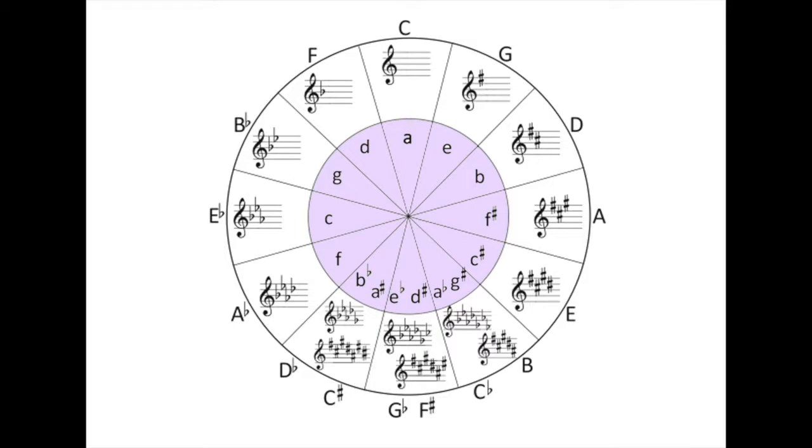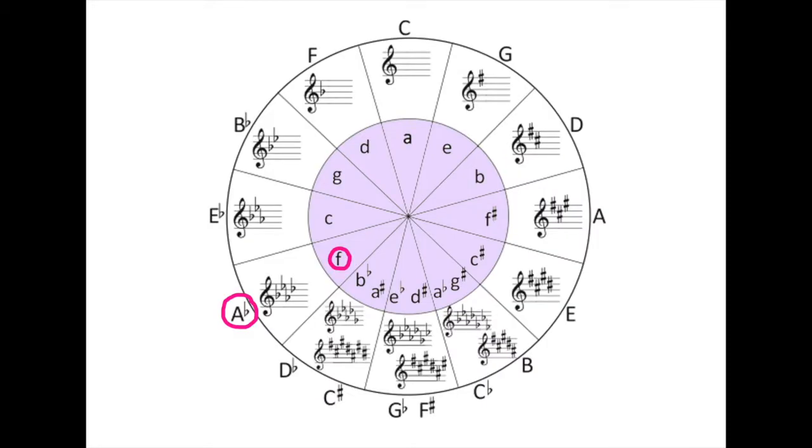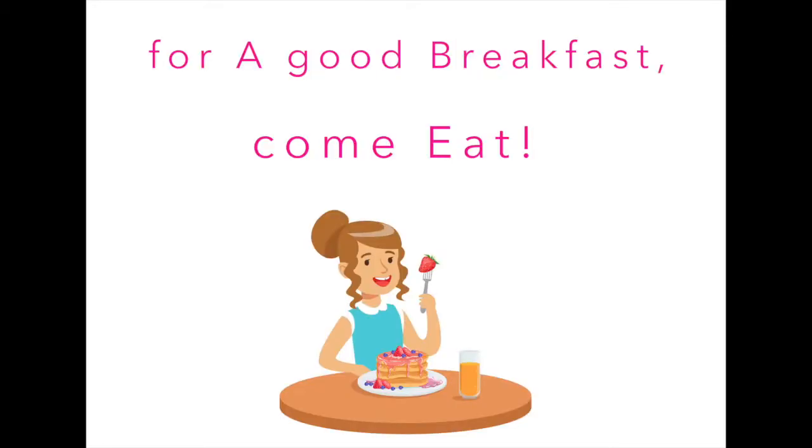Typically, when finding the relative major key, it will have the same accidental. For example, B flat minor and D flat major both have flats, but that isn't always going to be the case. For example, F minor is relative to A flat major, where F minor does not have a flat and A flat major does. These few exceptions may be hard to memorize, which is why we like to use the phrase, "For a good breakfast, come eat."